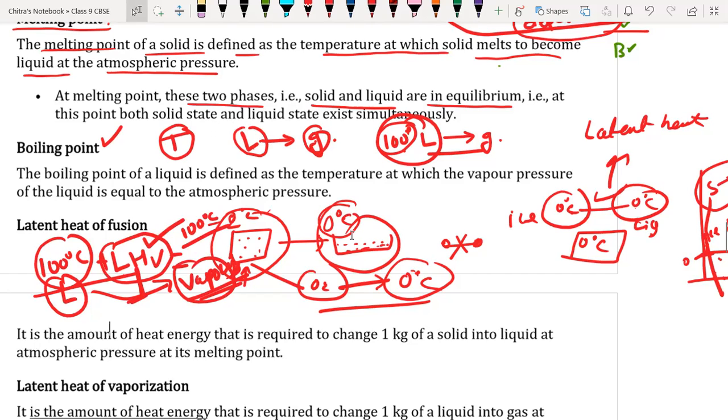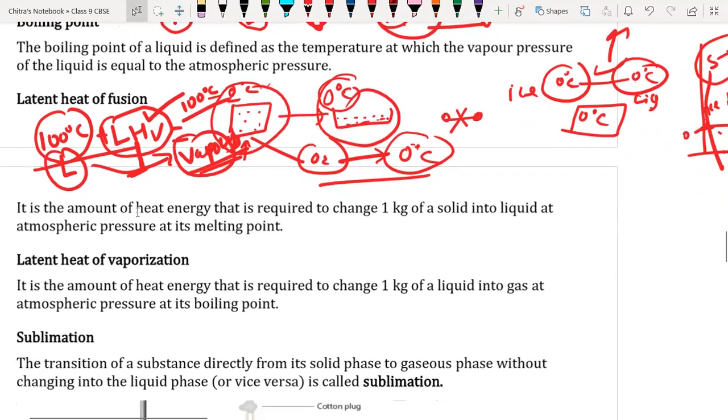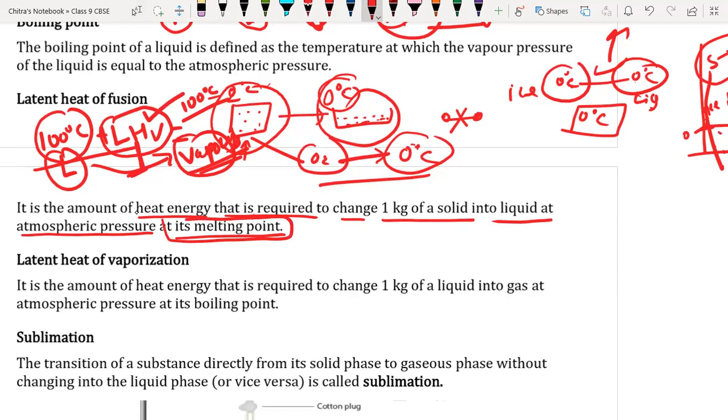Okay. Now we are going to understand latent heat of fusion. It is the amount of heat energy required to change 1 kg of solid into liquid at atmospheric pressure at its melting point. Its melting point means there is no change in temperature. So here we can say at atmospheric pressure without change in temperature is called latent heat of fusion.